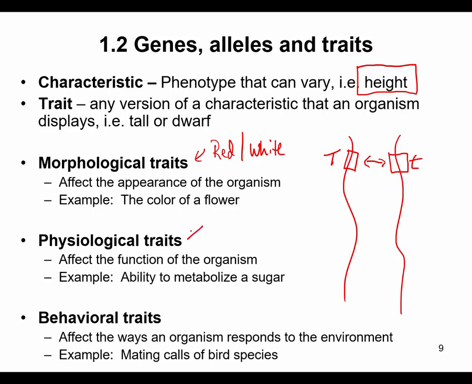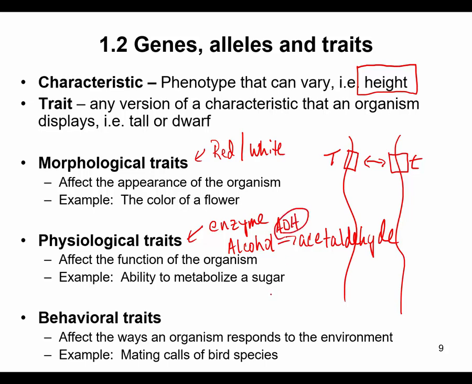So physiological traits are things like, do you have the enzyme? Enzyme for what? Well, the enzyme to convert alcohol to acetaldehyde. Some people don't have this enzyme, which means they don't metabolize alcohol very quickly. The name of the enzyme is alcohol dehydrogenase. So some people have alcohol dehydrogenase and some people do not. So this is a physiological trait.